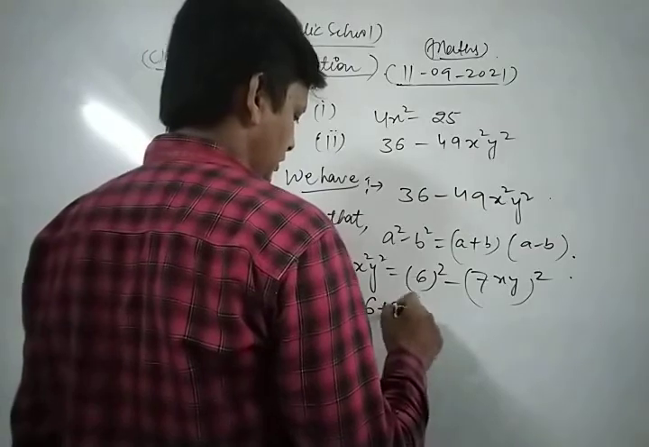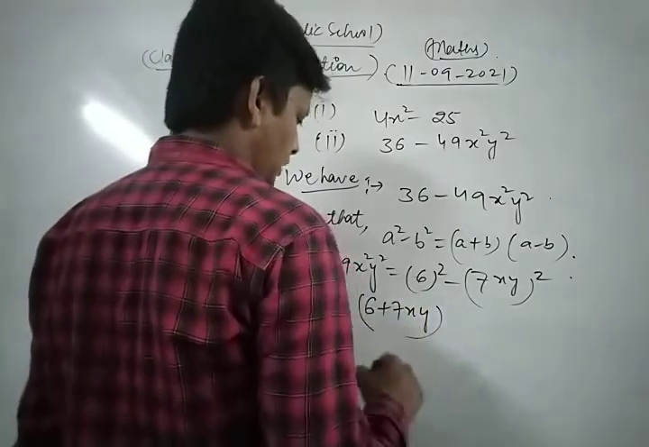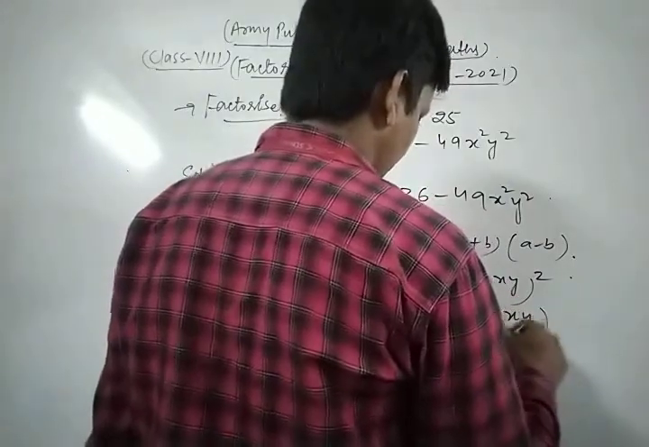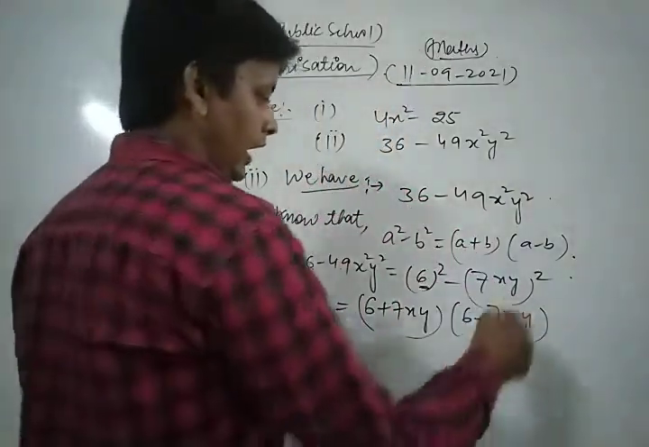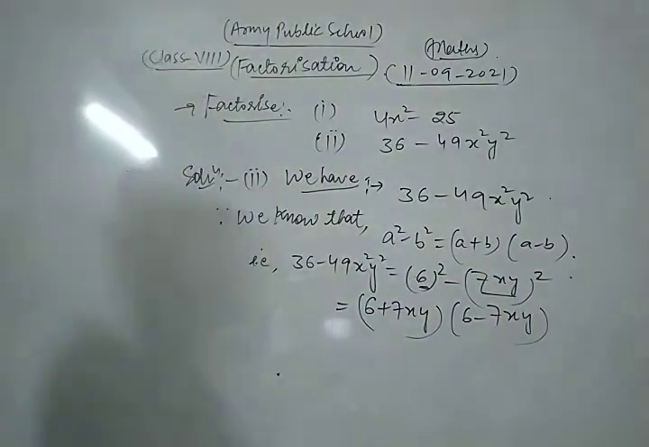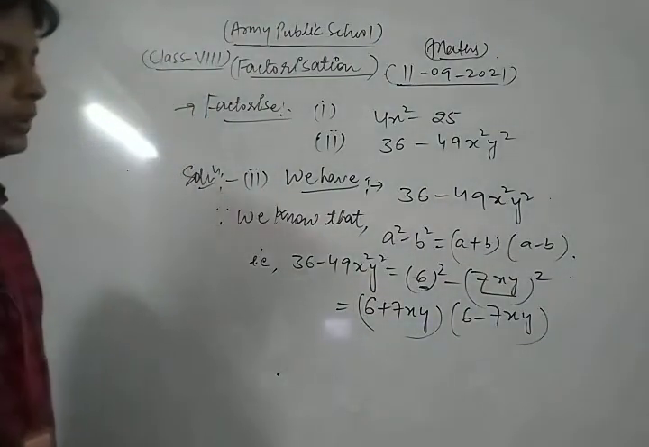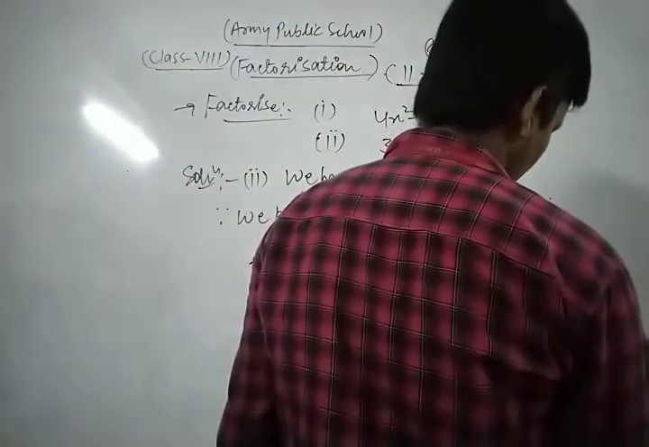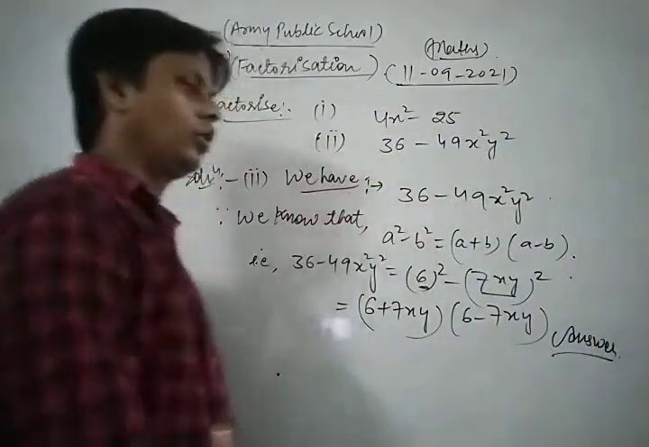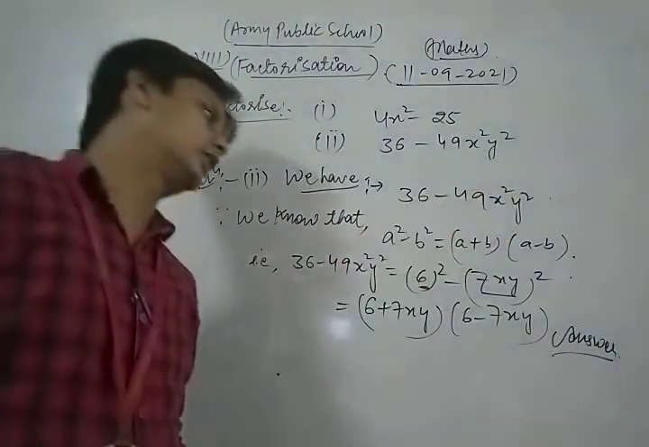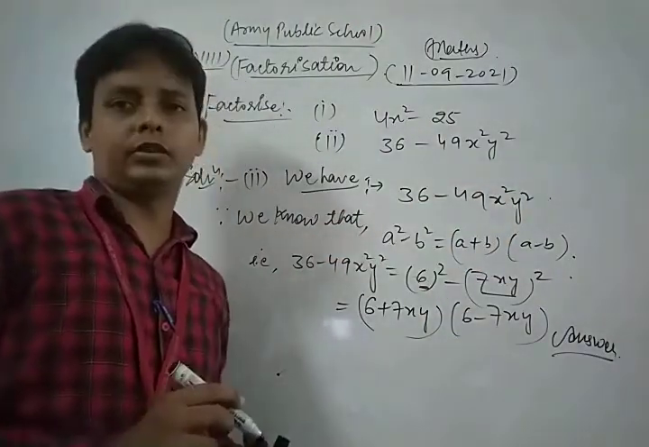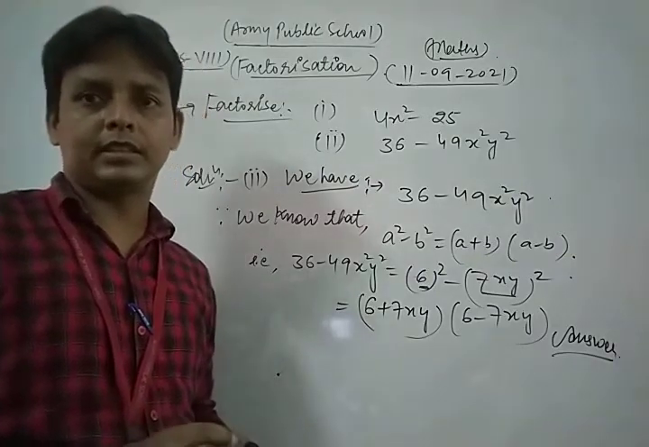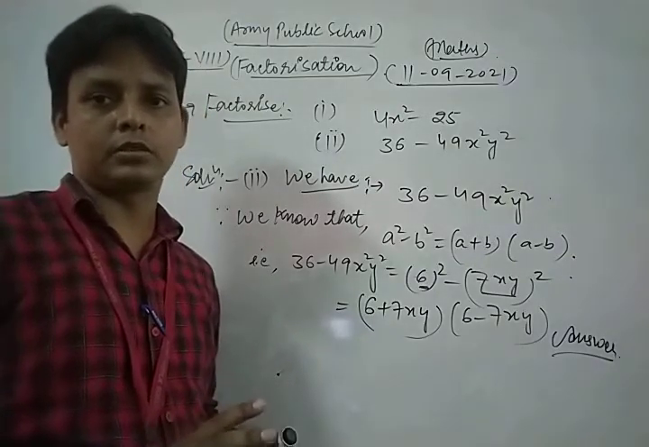So we can write it as a plus b into a minus b. This is the value of a and this is the value of b. In this way we can write a plus b into a minus b. This is the required solution of the given question. So in this way you can solve each and every question of your NCERT exercise based on these topics.